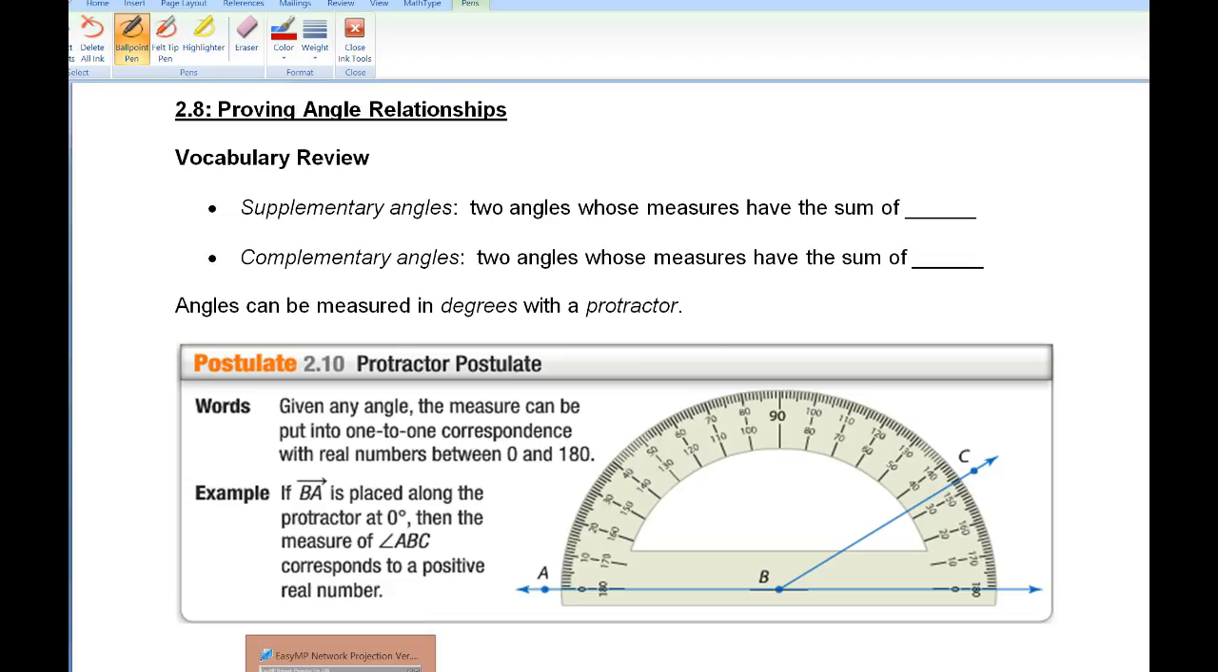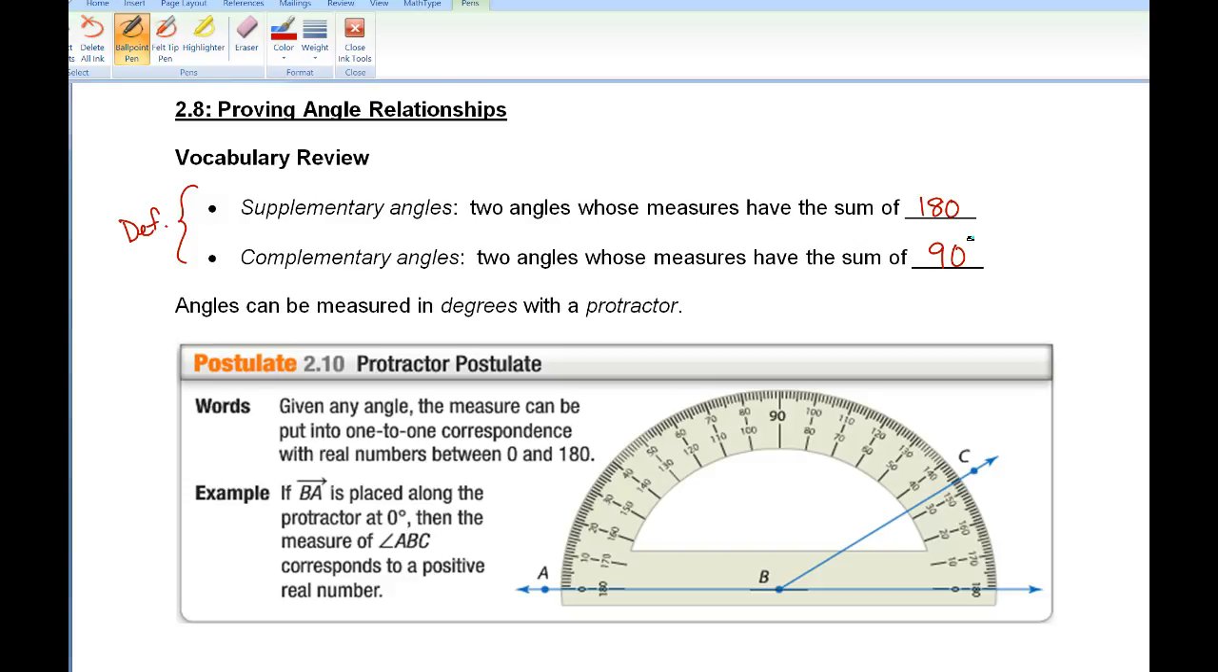All right, so we did some proofs on segments, and today we're going to take a look at a couple proofs on angles. Let's start off with some definitions that we already had, but will be incorporated into some proofs. First one is supplementary angles: two angles whose measures have a sum of 180. Remember, these are definitions. So if I ask you the definition of complementary angles, that would be two angles whose measures have a sum of 90 degrees.